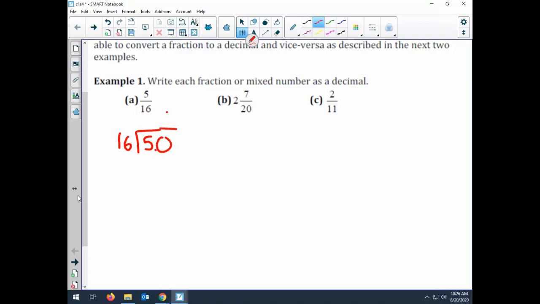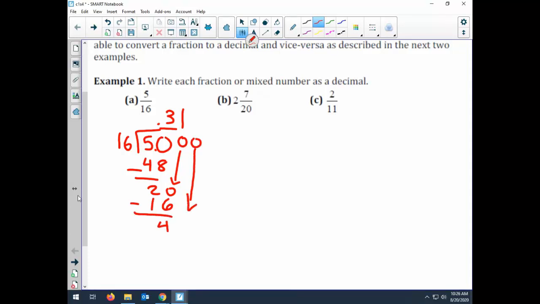So, we say how many times 16 go into 5, we have to add a 0, goes in 3 times. Got 48, then we subtract, and we just keep repeating that process, bring down our 0. How many times does 16 go into 21? So I'm just going to let that roll through.